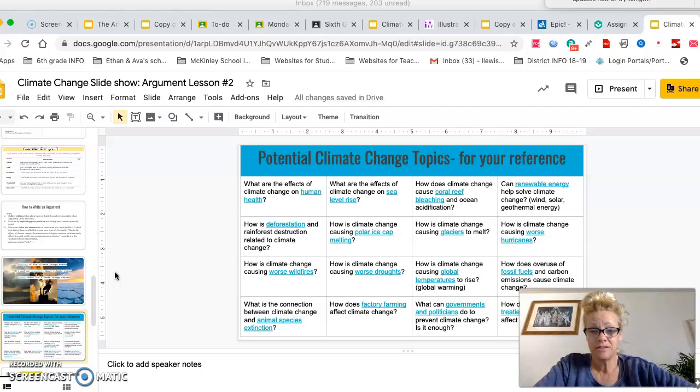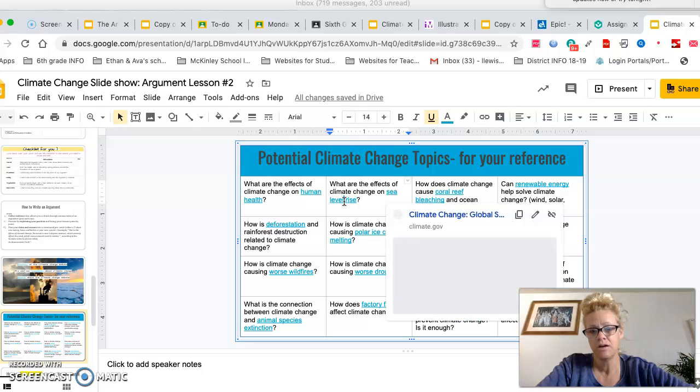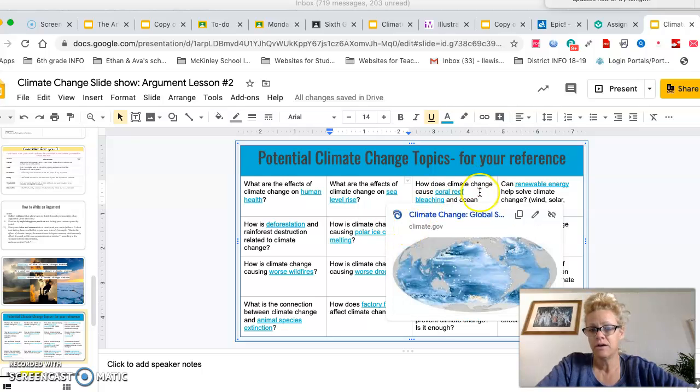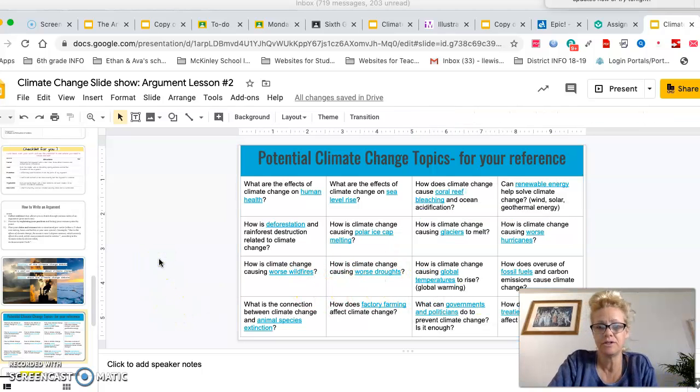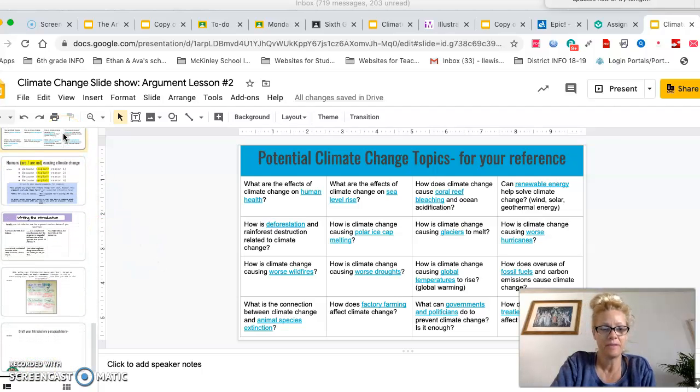So the next, this is a really important slide. This slide has a lot of information that's put right here for you. So what are the effects of climate change on human health? There's articles right here. What are the effects of climate change on sea level rise? You just click right there. How does climate change affect coral reefs and bleaching, ocean coral reef bleaching? There it is. So each one of these has some different information. So you don't need to go far to do your research. It's right there laid out for you.